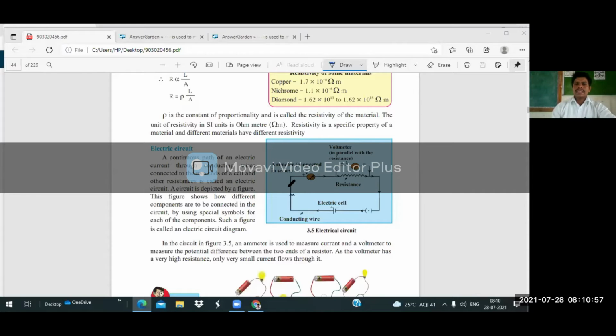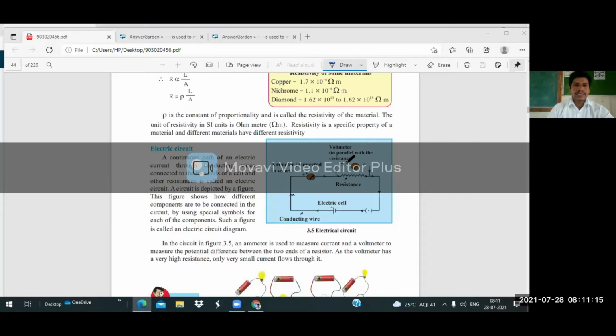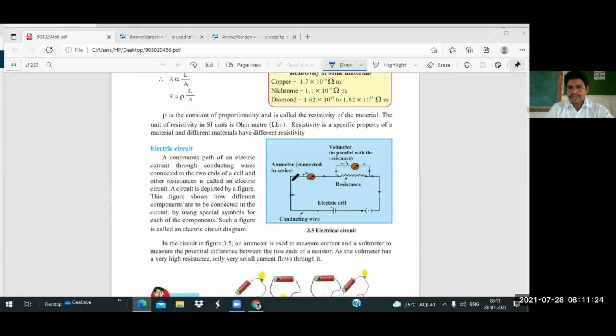Okay, so now this electrical circuit, yesterday we saw how it works. One more thing we have to see, where two definitions are given. The first one is the electric circuit, and the second one is the electric circuit diagram. A continuous path of an electric current through conducting wires connected to the two ends of a cell and other resistance is called an electric circuit. This is your conducting wire, connected to an electric cell and a resistor. So this is called an electrical circuit.